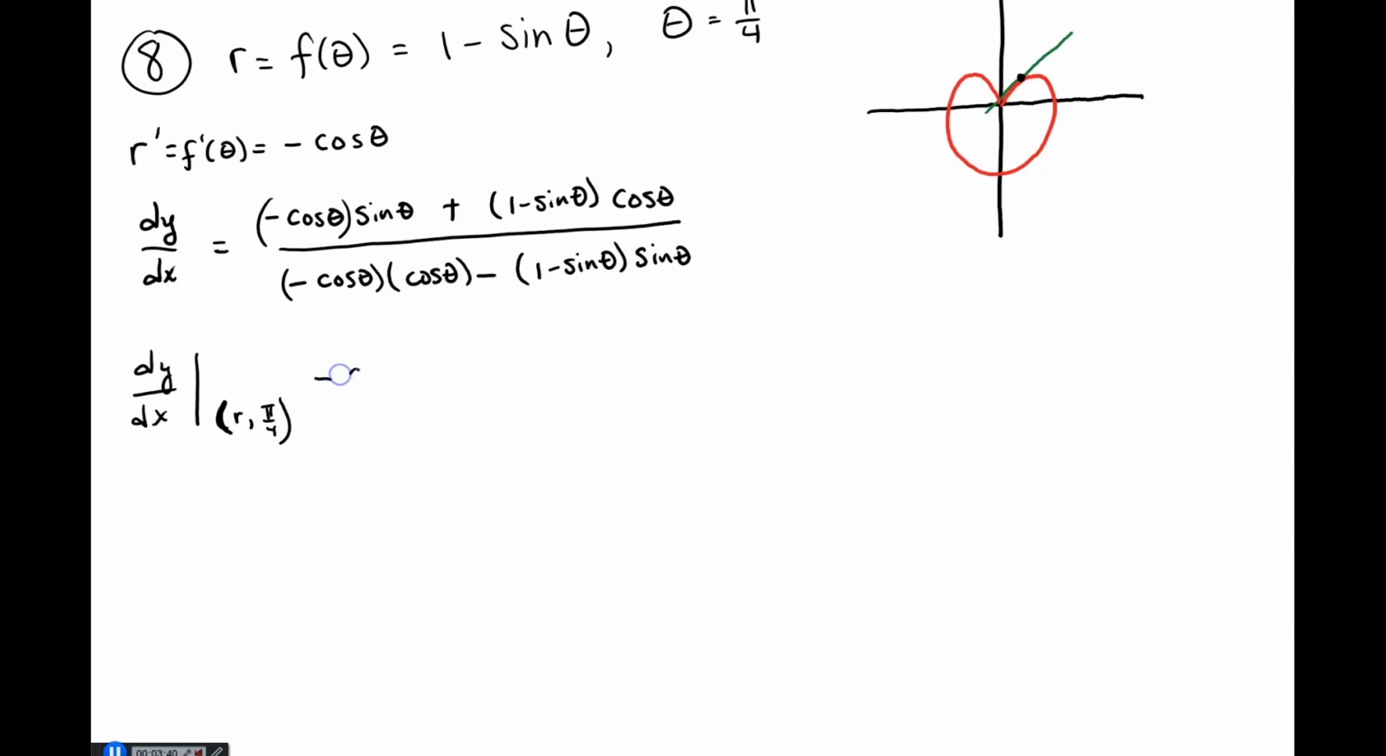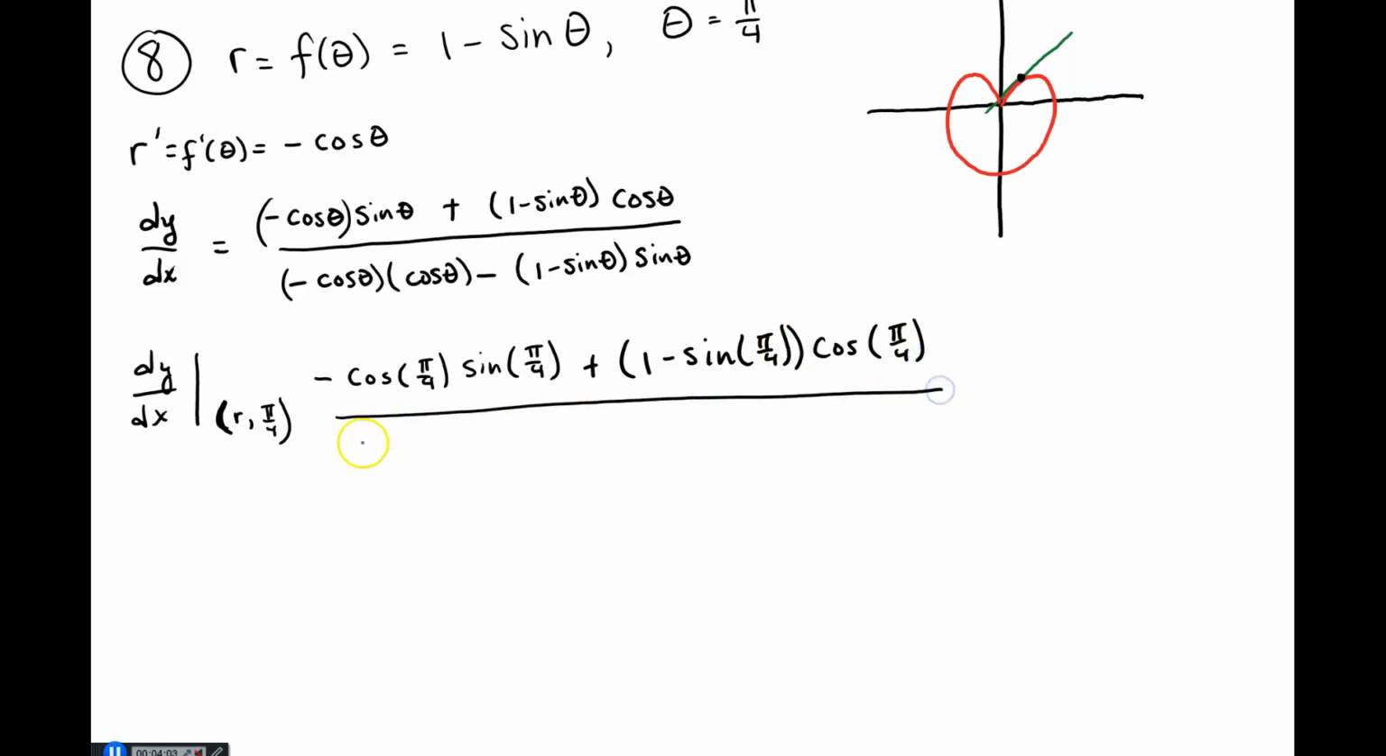So let's go ahead and figure this one out. This is negative the cosine of pi over 4, the sine of pi over 4, plus a 1 minus the sine of pi over 4, multiplied by the cosine of pi over 4, divided by a negative cosine of pi over 4, multiplied by a cosine of pi over 4, minus a 1 minus the sine of pi over 4, multiplied by a sine of pi over 4.